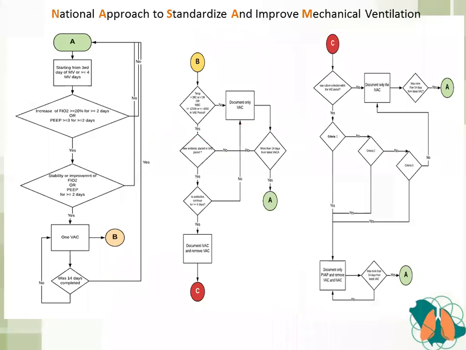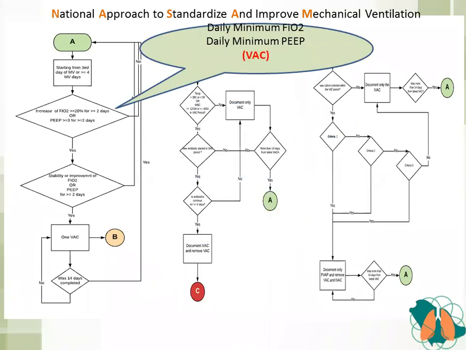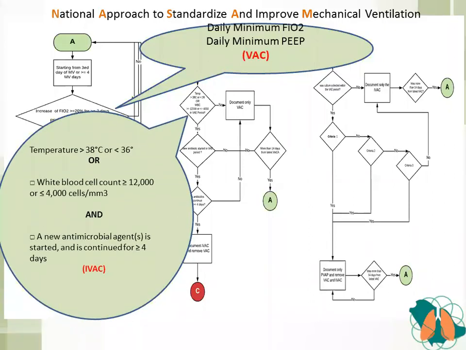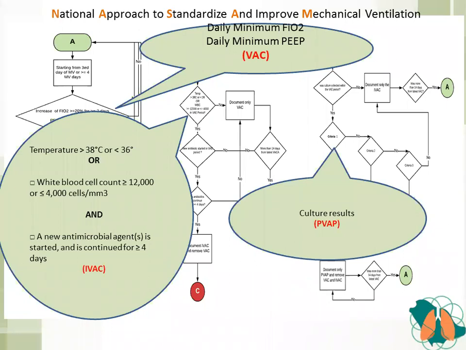So in general, we have 3 steps to calculate the VAEs. Step 1, calculate the VAC, ventilator-associated condition. Step 2, calculate the IVAC. Step 3, the cultures, which if positive, you will have a VVAC. The most important thing is the daily minimum FiO2 and the daily minimum PEEP. This will give you a ventilator-associated condition, or VAC. The second step, if you have a VAC, you look for the temperature, the WBC count, plus the new antibiotics. And if you have them, you go for the BVAB, which is the culture result if it's positive.